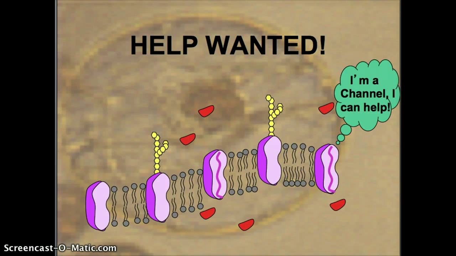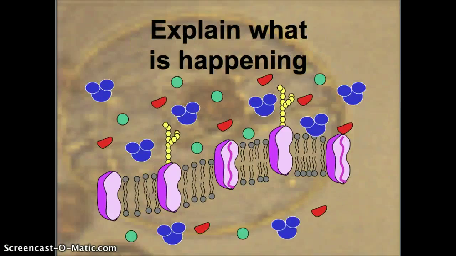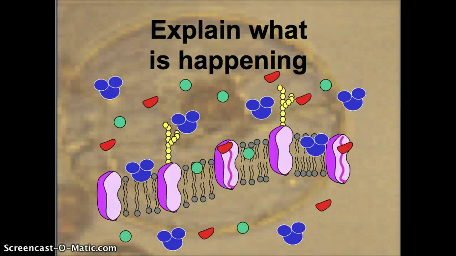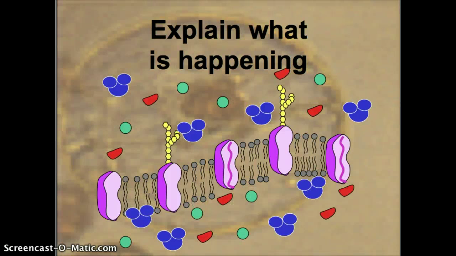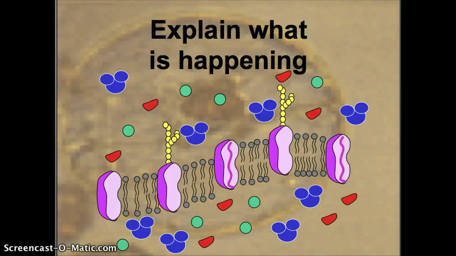In this next slide, I need you guys to explain to me what's happening. Watch everything that's happening. I need you to explain what is going on in this picture. I hope somebody said osmosis of the Mickey Mouse, diffusion of the green dots, and facilitated diffusion of the red particles. That's what I'm hoping.